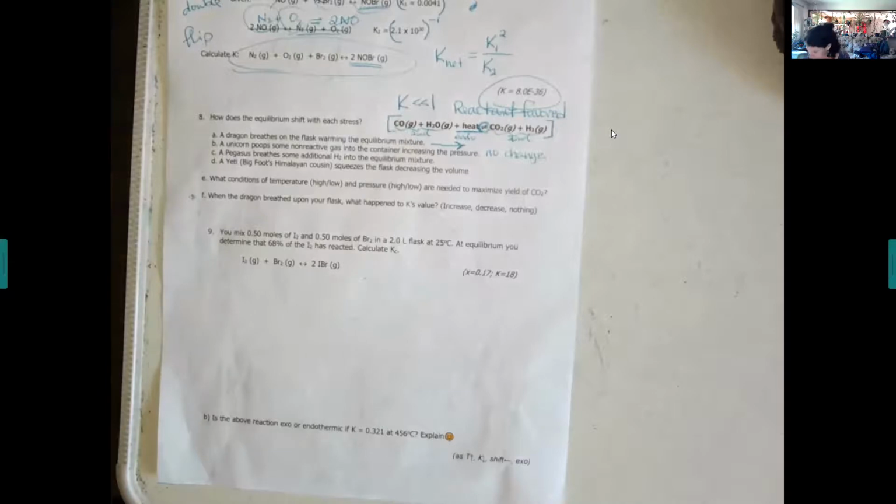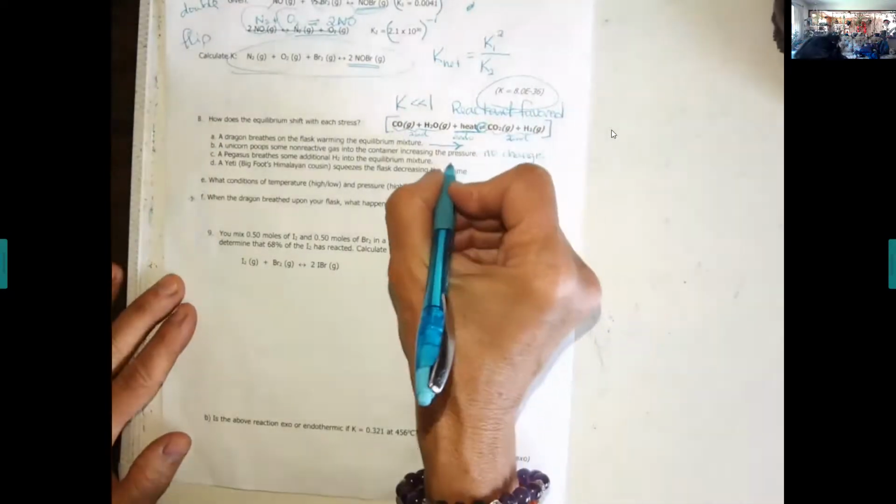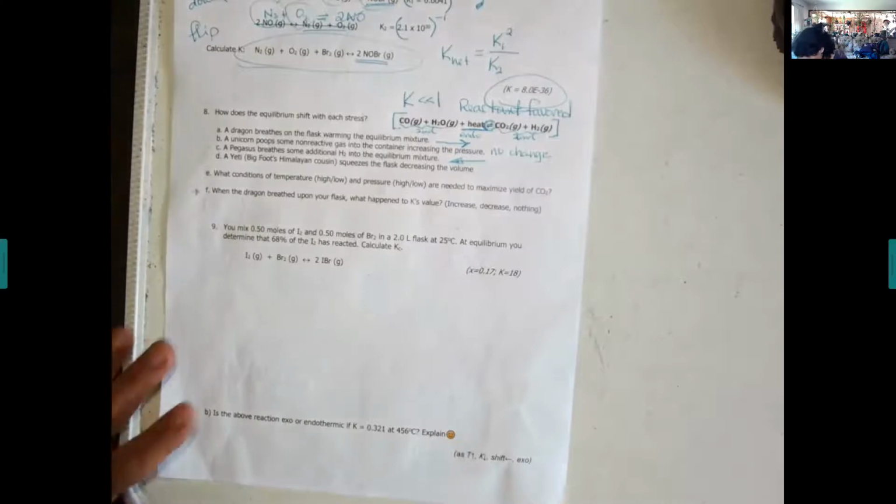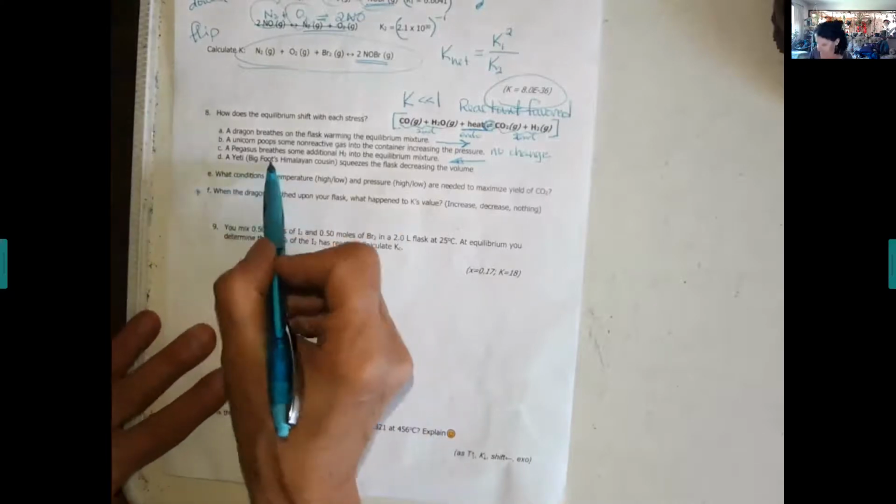Pretty cool. And then we're gonna do Pegasus. Pegasus, that's flying. And he breathes in hydrogen. That's over here. That's gonna shift it reverse. All right. I am having a worried moment. Did I answer these questions right? Yeah. All right. And then Yeti.